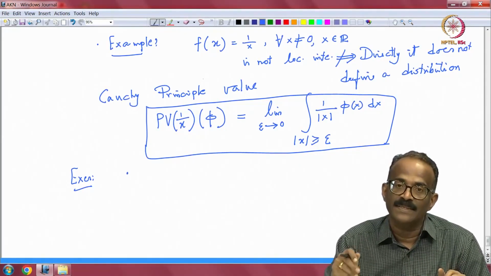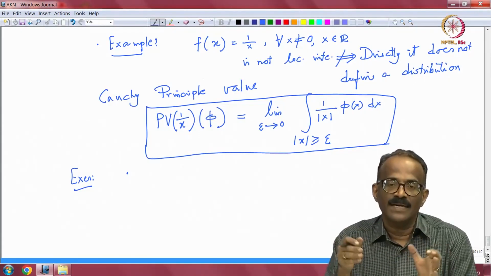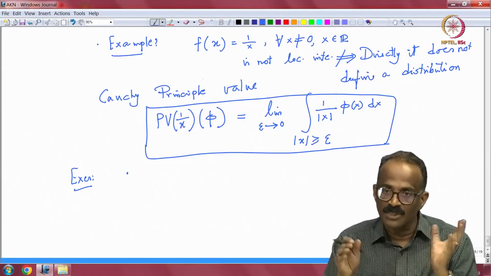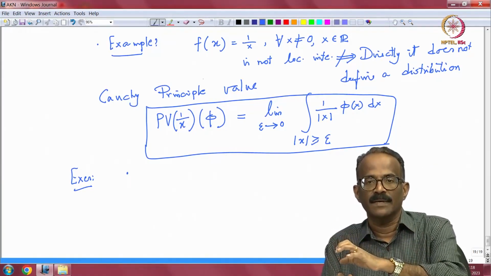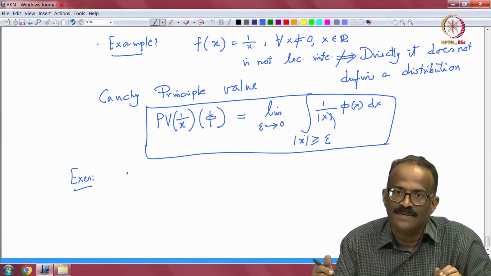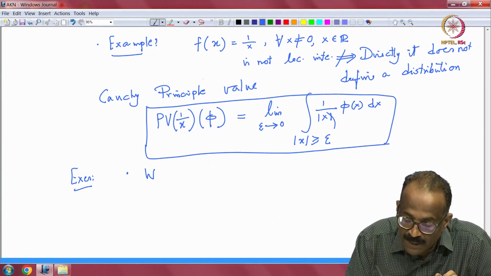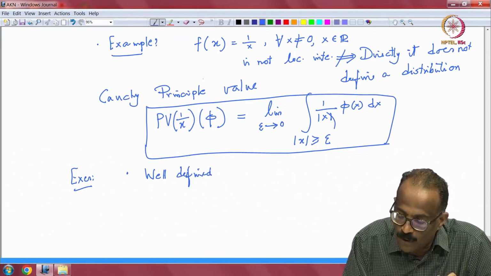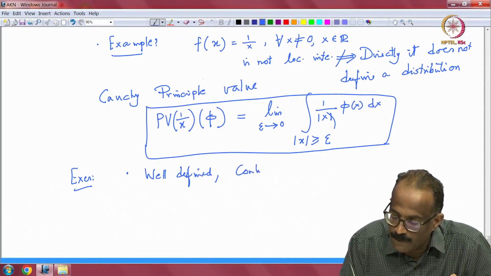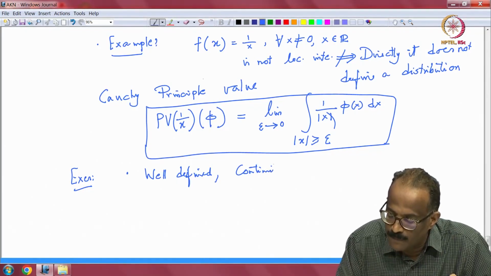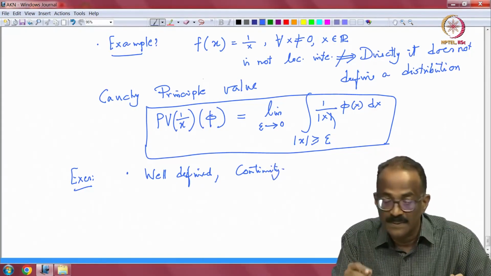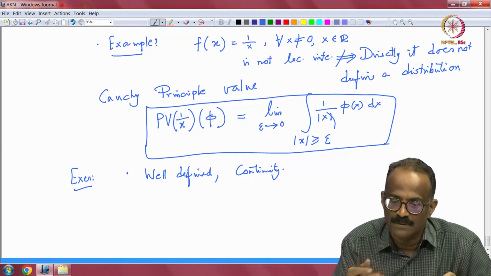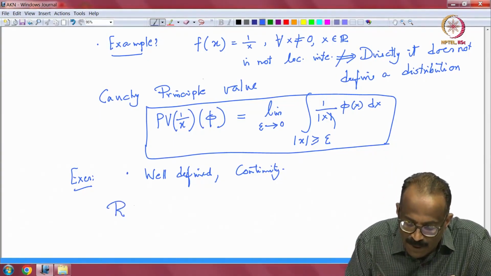Of course, I can write this as the integral of the characteristic function of mod x greater than or equal to epsilon times 1 by mod x. But then you have pointwise convergence, but you cannot take the limit inside the integral. So, you have to play a little trick to show that it is well defined. Linearity is fine, easy, and then show continuity. Okay. You will see why, a little more later. But then there is an immediate remark.